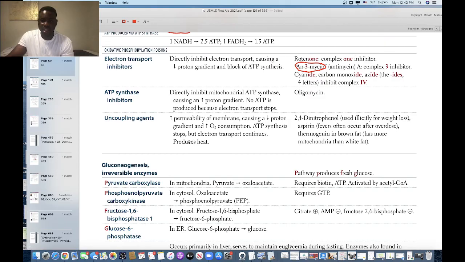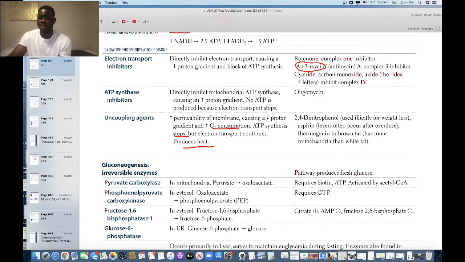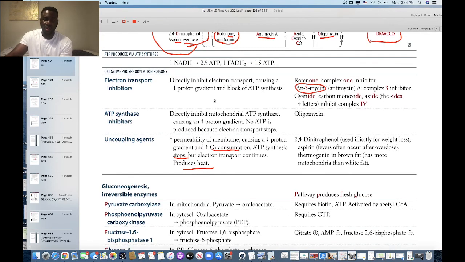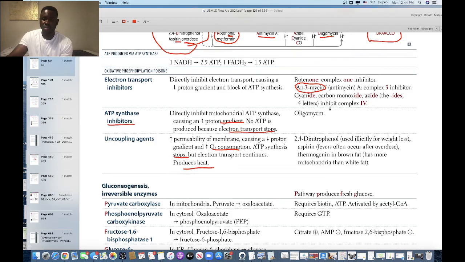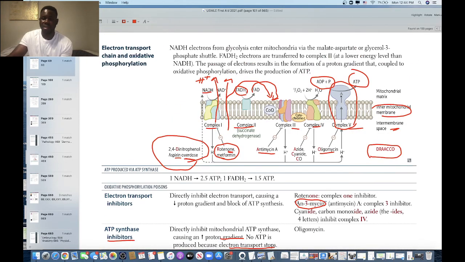So that's an uncoupling reaction: increased permeability of the membrane, causing a decrease in the proton gradient and an increase in oxygen consumption. ATP synthesis stops, but the electron transport continues. This produces heat, as simple as that. So it's sometimes useful, sometimes not useful. And then ATP synthase inhibitors directly inhibit mitochondrial ATP synthase, causing an increase in the proton gradient. No ATP is produced because electron transport stops. Of course, if you block this ATP synthase, no ATP will be produced.